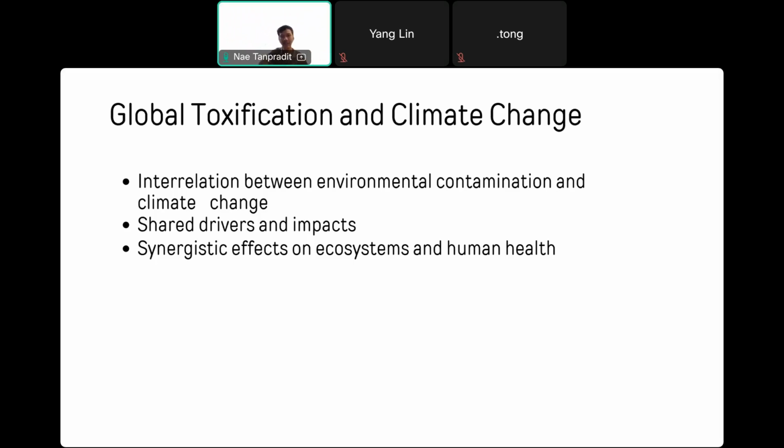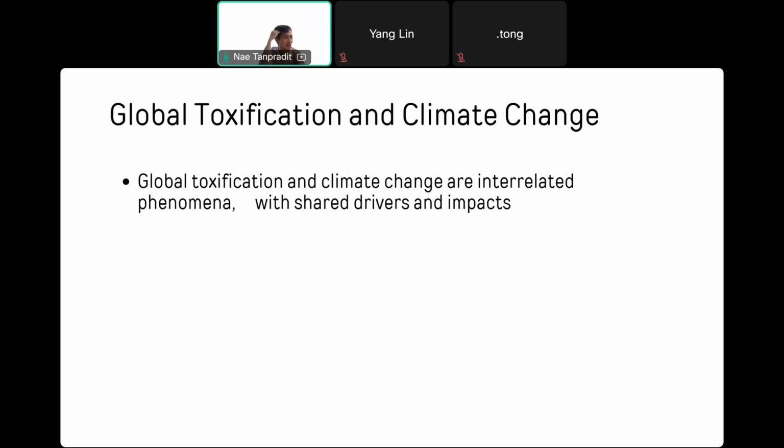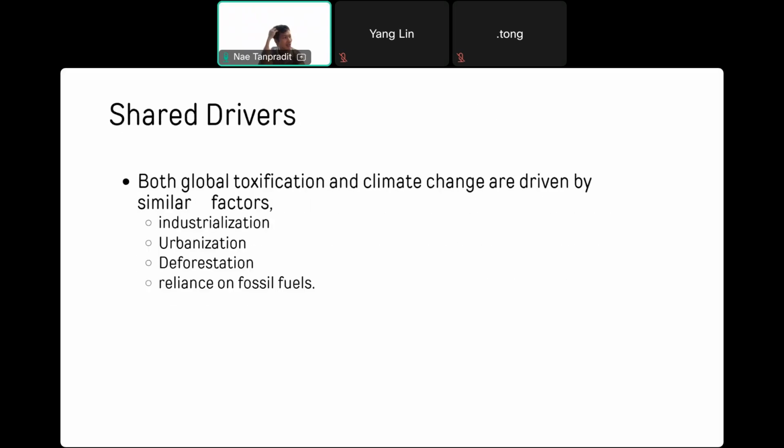Sometimes it has a synergistic effect. A synergistic effect is when you have one problem and another problem, and if they occur at the same time, the result is worse than 1+1. It's like 1+1, but the result is more than 2. It's maybe 3 or 4 or 5. Sometimes they share drivers, share causes, and share impacts. Okay, and intercorrelation, yes.